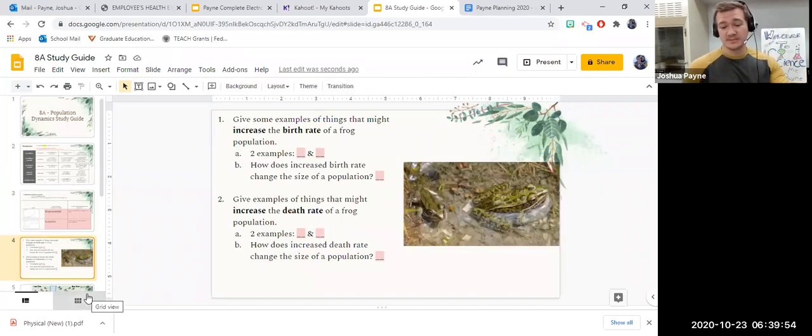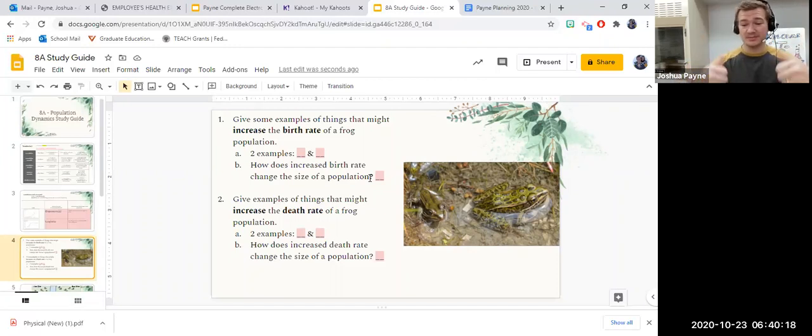Next, we have a few questions about birth rates and death rates. A few ways to increase the birth rates of the frogs might be to give them more food, right? Decrease the amount of competitive mates, right? Have more people there to mate. How does increasing the birth rate change the population size? Well, if we have more individuals being born, that means more individuals are being added to the population. So population size goes up if birth rate goes up.